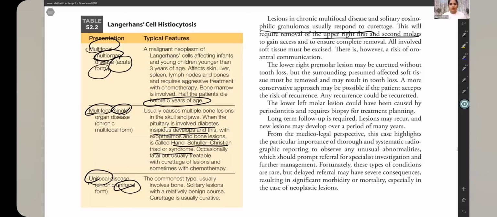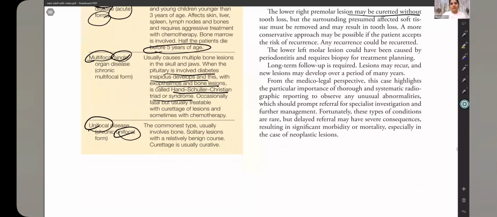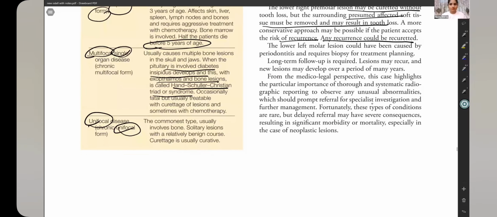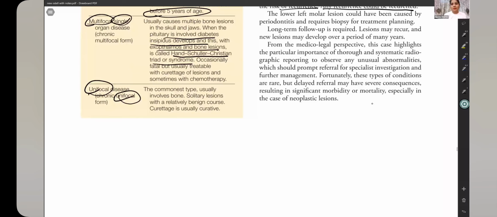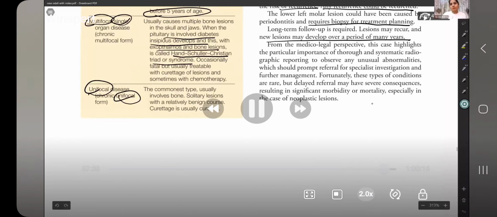There is, however, a risk of oroantral communication. The lower right premolar region may be curetted without tooth loss, but the surrounding presumed affected soft tissues must be removed and this may result in tooth loss. A more conservative approach may be possible if the patient accepts the risk of recurrence. Any recurrence could be curetted again as well. The lower left molar lesion could have been caused by periodontitis and requires biopsy for treatment planning. Long-term follow-up is required. Lesions may recur and new lesions can develop over a period of many years.